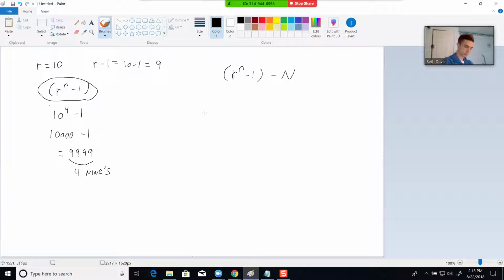The example they give you, they want you to find the nines complement of 546,700. So we've got 546,700, and we want to find the nines complement of this.